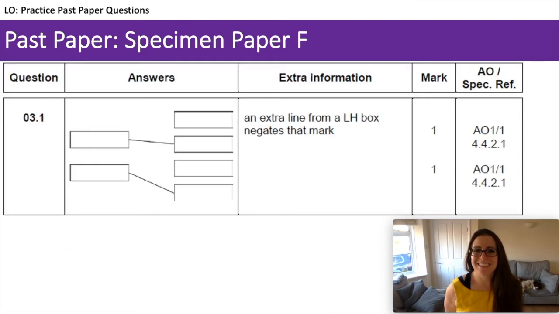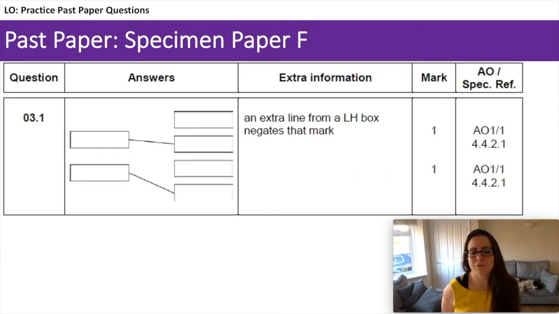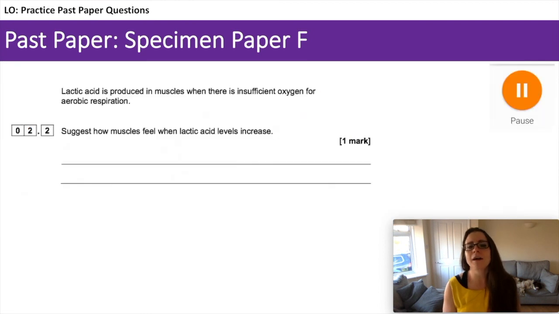One line. And the answers. So we've got aerobic respiration uses oxygen, and anaerobic respiration produces lactic acid. I hate it when they don't fill those boxes in. Lactic acid is produced in muscles where there is insufficient oxygen.